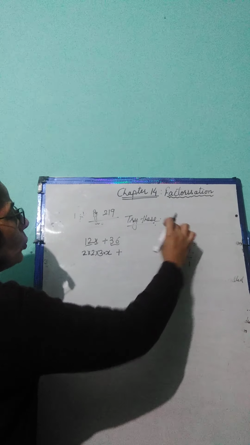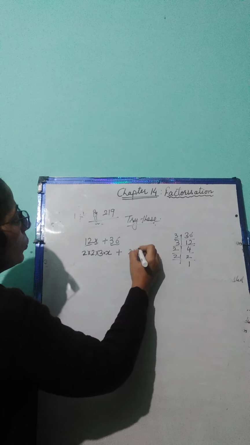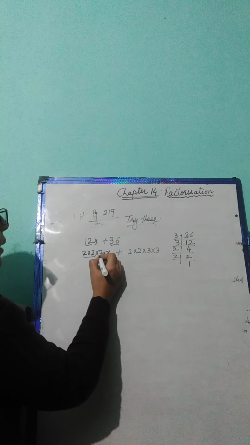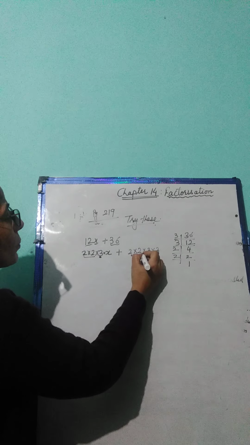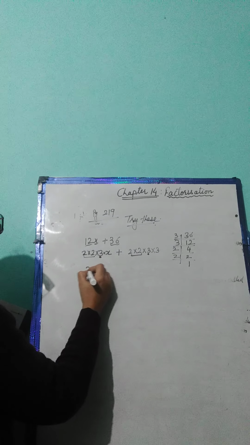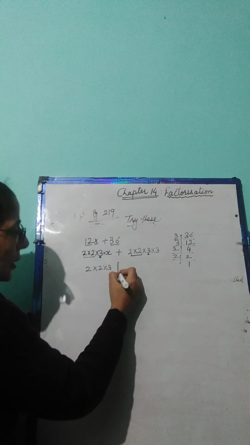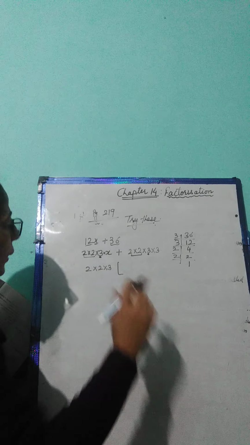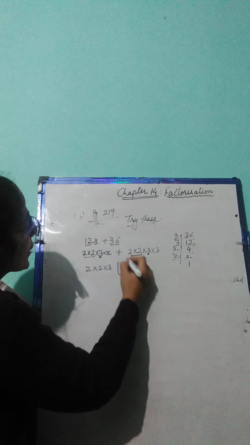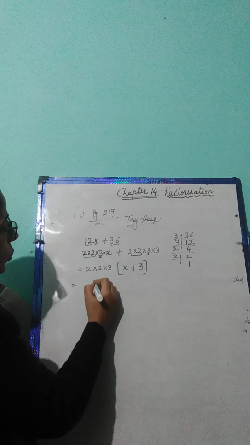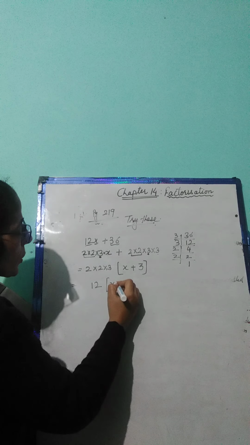So 2 times 2, 2 times 3. 2, 2, 3, 3. Now search out what is common. 2, 2 times and 1 time 3. This is common, 2 into 2 into 3. So what is left? Whatever is left, that is to be put in bracket. What is left here? X plus what is left here? 3. So put in bracket. So what is there? 2 2s are 4, 4 3s are 12 into x plus 3.